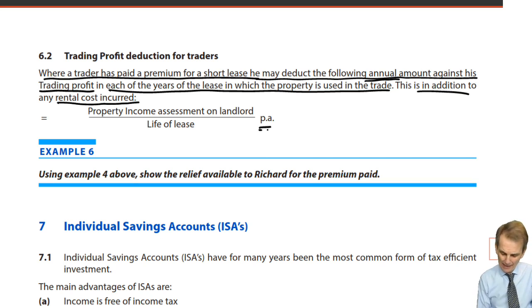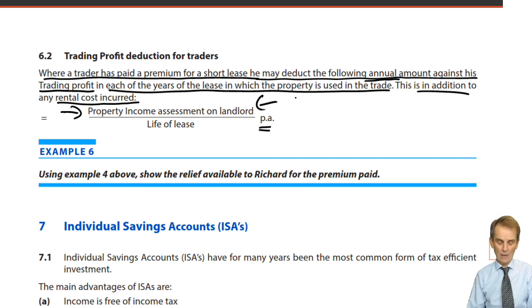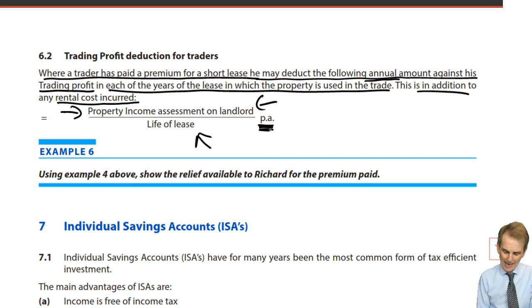So how do we work out this annual trading profit deduction? Simple. To be able to do this, you need to know the first part. How do we work out for the lessor the property income assessment on that lessor, the landlord, the person who owns that building? That is the first figure. So if you are dealing with the lessee in an exam question, you still need to know how to deal with the lessor, because you need to be able to work out the property income assessment on the landlord, as we have just seen. And that is then spread over the number of years of the lease, the life of that lease. And that gives you an annual figure.